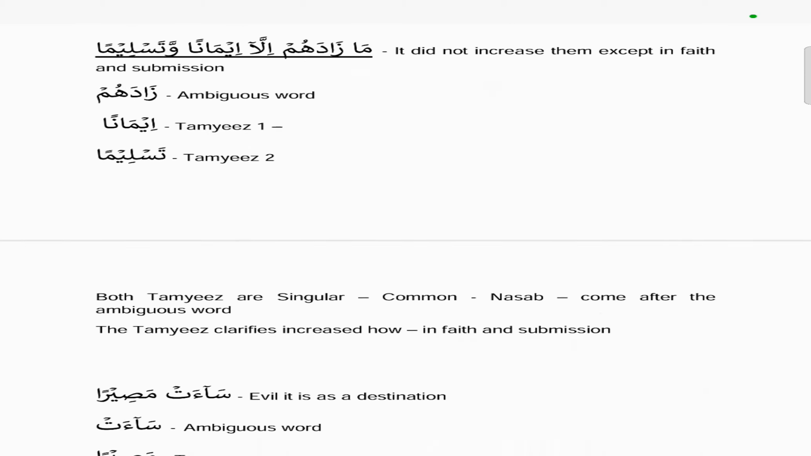The second example is ma zadahum illa imanan wa tasliman. This means it did not increase them except in faith and submission. Zadahum is the ambiguous word, meaning it increases them. Imanan is the first tamyiz, and tasliman is the second tamyiz. Both tamyiz are singular, common, and nasab, and they come after the ambiguous word, so it follows the rules. The tamyiz clarifies: how did they increase them? Increase them in what? The answer is in faith and submission.